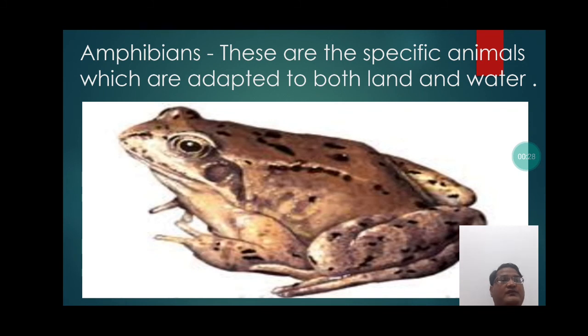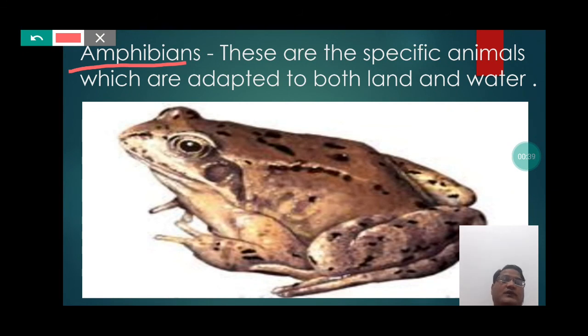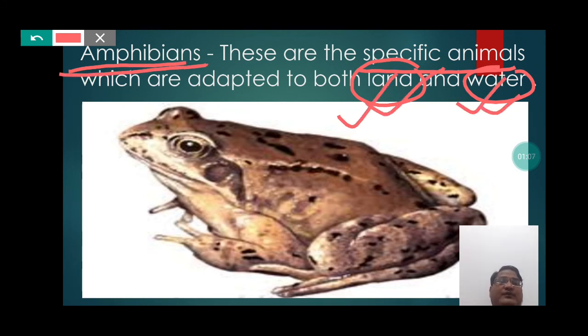These are the specific animals which are adapted to both land and water. So students, amphibians are actually the specific animals who are equally capable to survive on land and water. Students, because of the capability of these specific animals to survive on both land and water, they are called as amphibians.